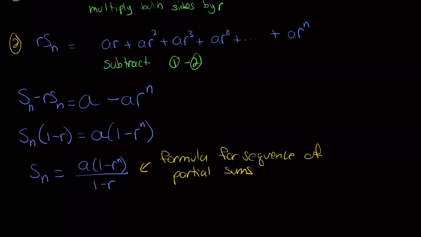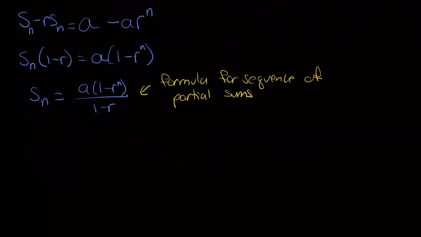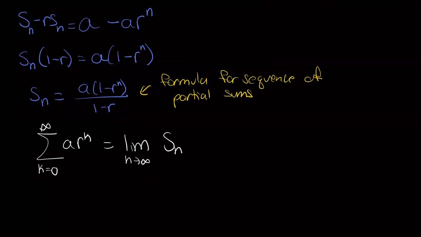Okay, and just like we did for those first few examples, the value of the series is equal to the limit of my sequence of partial sums. So now I'm going to do the sum from k equals 0 to infinity of ar to the k. That was my original series way back at the top of the page, and it is going to equal the limit as n goes to infinity of my sequence of partial sums. But I now have a simplified version of my sequence of partial sums.